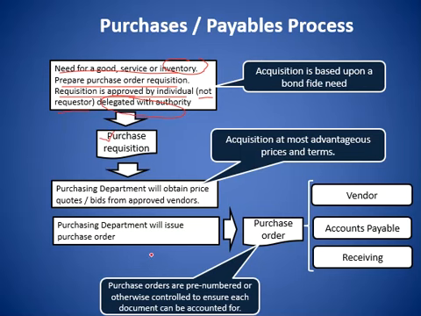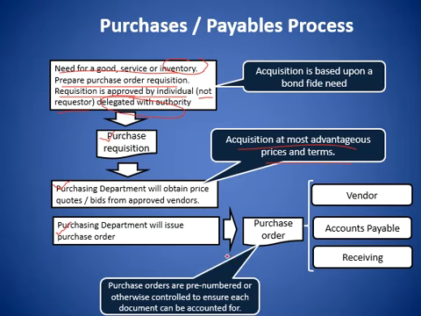The purchase requisition then is sent to the purchasing department, and the purchasing department will obtain price quotes, bids, and so forth from approved vendors with the goal to acquire the goods or the inventory at the most advantageous prices and terms. And again, the purchasing department will be separate from those people who are approving and requisitioning the goods. The purchasing department then, after it reaches a meeting of the minds with the vendor, will issue a purchase order, which in effect is the company's legal contract to purchase the goods or services, and again, goods in this case.